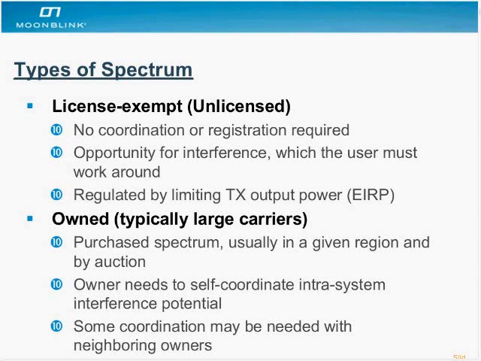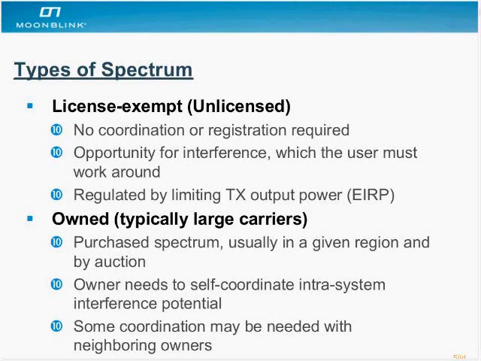So the next type is owned. And typically the only people that can afford these are large carriers. They purchase spectrum that's usually given depending on what area they operate, and it's auctioned out. So when a carrier purchases this, they're responsible for coordinating with themselves so they don't interfere, and they may need to do some coordination with neighboring systems as well.